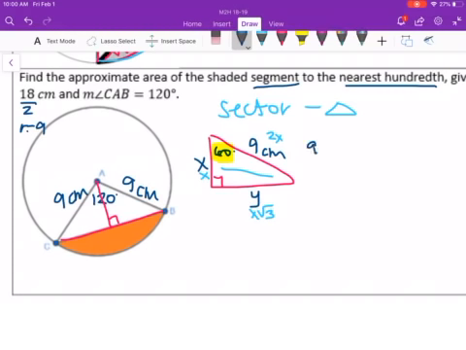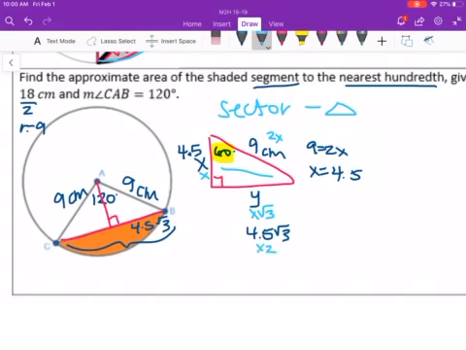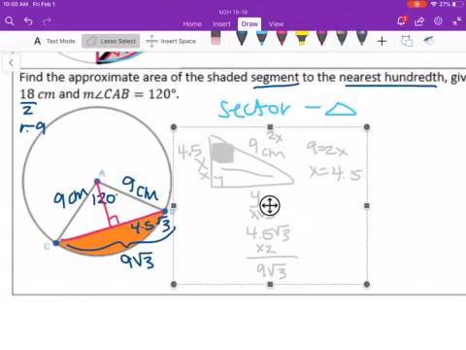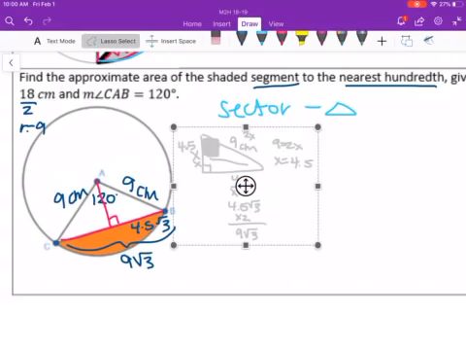In this case, if 9 equals 2x, that means our x is 4.5, which would mean this side is 4.5, and this is 4.5 root 3. So the whole base of the triangle, we'll have to times it by 2, right, to get the whole thing since we cut the triangle in half. So that would mean 9 root 3 is the whole base. Okay, so that's using special rights, but if you didn't remember those or you forgot, you can also use trig.